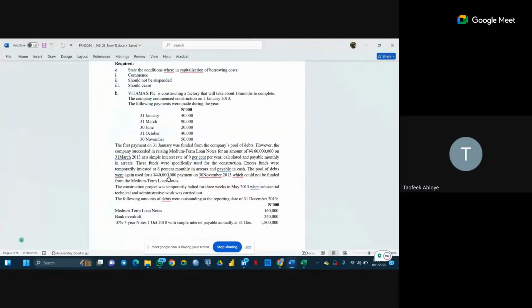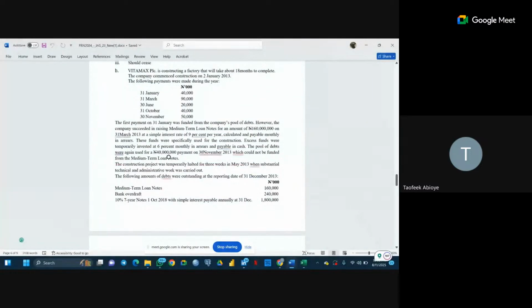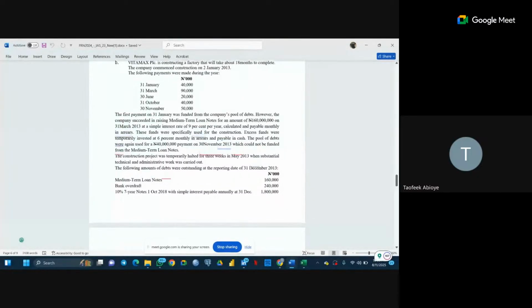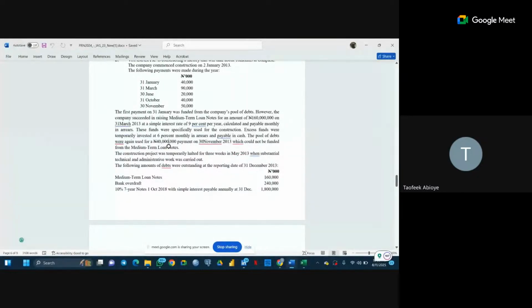Then they went ahead to give us the breakdown of that pool of funds that they are talking about. The following amount of debt were outstanding at reporting date. Medium-term loan note, which is the specific fund that they told us, 160 million. Bank overdraft, 240 million. 10% loan, 7 years loan note, 1,800,000. It's actually billion because we add 30. 1,800,000, which means our pool of fund comprises the bank overdraft and this 10%, 7 years loan note.